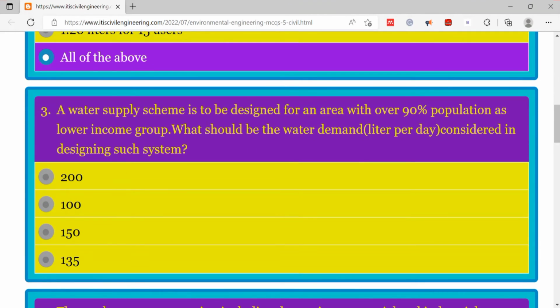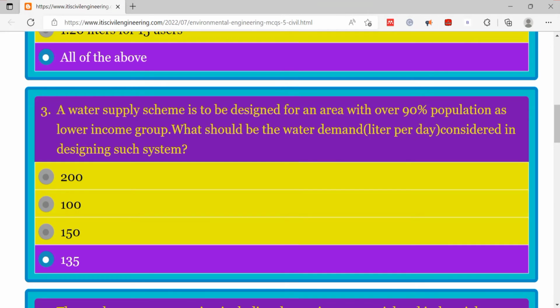A water supply scheme is to be designed for an area with over 90% population as lower income group. What should be the water demand in liters per day considered in designing such system? So we know that we take it as 135 LPCD. That is, our correct answer will be 135.